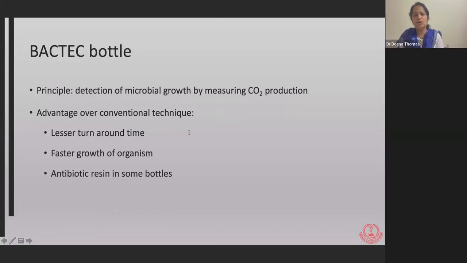So this everybody has told. Let's see turnaround time. Faster growth of microorganisms. Some of the Bactec bottles also have antibiotic resistance. So the principle is detection of microbial growth by measuring the CO2 production.